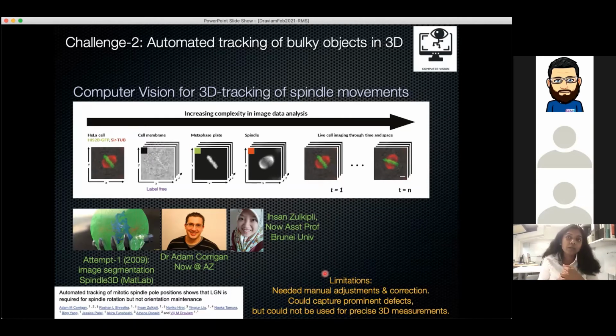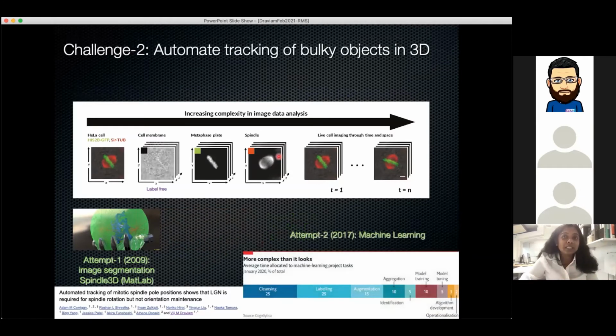And it could not be used for precise 3D measurements, because we realized that although the image segmentation tools, we used very standard ones, could recognize where the spindle structure was, because as you can see here in the binary image, it's very clear where the spindle begins and ends, it could not say whether the spindle was tilted in Z or it was perfectly in XY. So it could not connect the structure in 3D. So we needed something else.